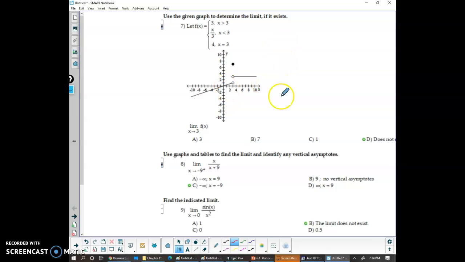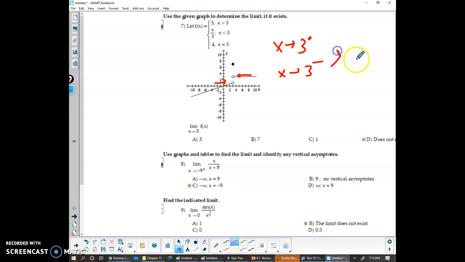Number 7, the limit does not exist because they give you this piecewise function, and you are going to 3. Now, a limit exists if you go to 3 from the positive direction and you go to 3 from the negative direction, so you go to 3 from the left and from the right and you get to the same point. Well, if you go from the left, you get to the point around 1, and from the right, you get to the point around 3, but in actuality, it's at 7.